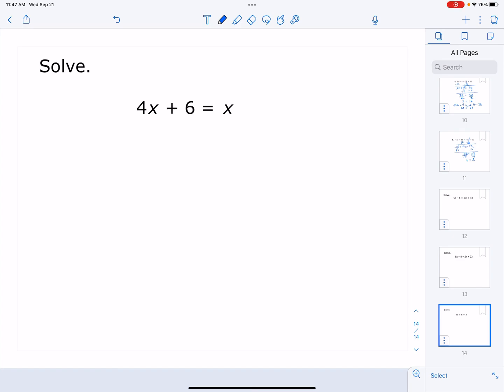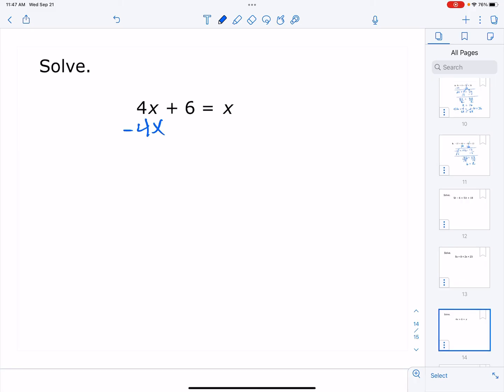So I'm going to move this 4x over to be with the x by adding its opposite. So I'm going to add a negative 4x. Then I'm going to add a negative 4x to the other side. And now my 4x's turn into 0. And on the left, I'm left with 6. And on the right, I'm left with negative 3x. Okay? Now, my numbers are together on the left, where I normally like them on the right. My letters are together on the right, where I normally like them on the left. But it's okay. It doesn't matter. Our job is still the same. Get the variable by itself.